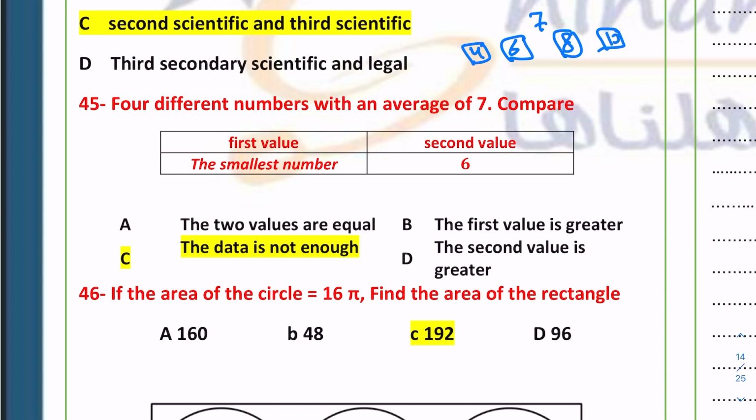Okay. If he mentioned that the numbers are consecutive, for example, but he didn't say anything. Maybe I have negative numbers, maybe I have positive numbers, maybe I have big number, small number, I don't know. So I will choose D, we cannot compare.